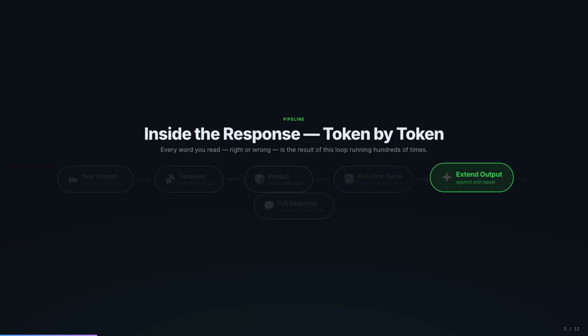That single token becomes part of the growing answer in extend output, and the entire process repeats, the new output fed back as input for the next prediction. After hundreds or thousands of these rounds, you have a full response. Here is the critical insight. There is no separate fact checking step anywhere in this loop. There is no node labeled verify this against reality. There is no pause to consult a database. Just predict, pick, and repeat hundreds of times until the response is complete. Every word you read, right or wrong, is the result of this loop running hundreds of times.